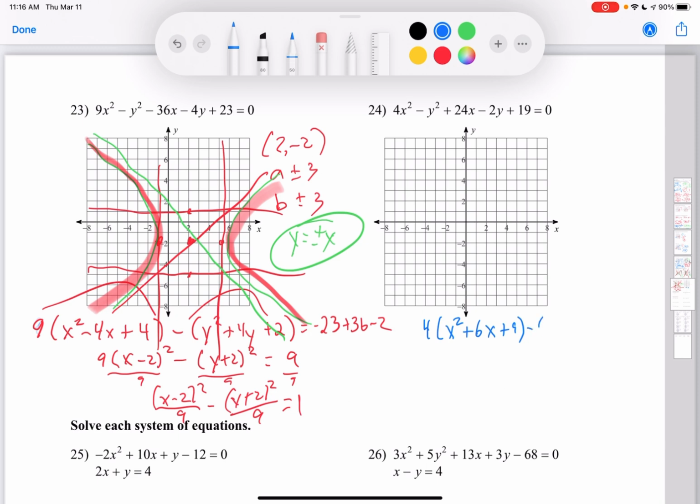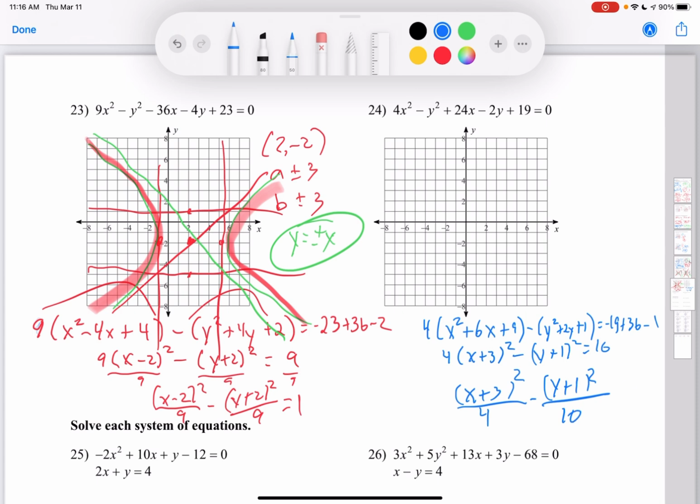Take out a minus. So that leaves me with y squared plus 2y plus 1. And that's negative 19 plus 36 minus 1, which is just 16. So 4 times x plus 3 squared minus y plus 1 squared equals 16. Divide by 16. So that's x plus 3 squared over 4 minus y plus 1 squared over 16 equals 1. So our center for this that we're using as the center is negative 3, negative 1.